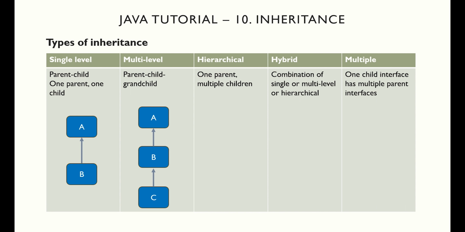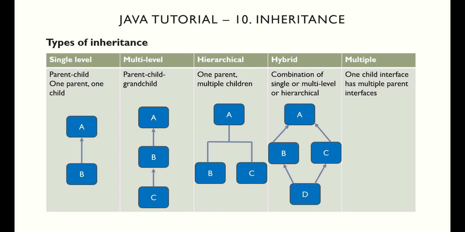Hierarchical. One parent class is inherited by multiple child classes. Here, one parent class is extended by multiple child classes, child 1, child 2, child 3, etc. Hybrid. From the name itself, it is a mixture of already defined inheritance types. It can be a combination of hierarchical, multi-level, and single-level inheritance classes. Multiple. Java does not support multiple inheritance of classes. Only interfaces support multiple inheritance. One child interface has multiple parent interfaces.